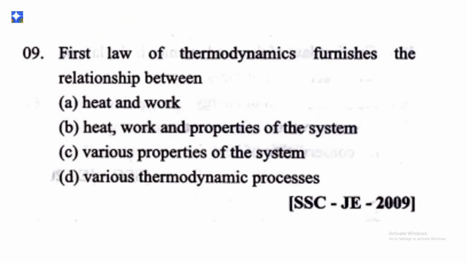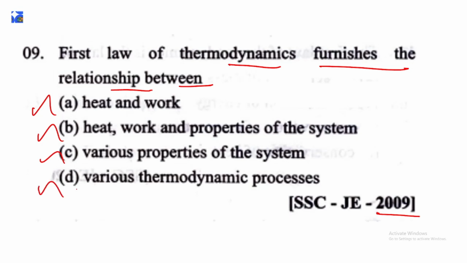So the next question has been asked in the year 2009. Here it is said that the first law of thermodynamics furnishes the relationship between option A, heat and work, option B, heat, work and properties of the system, option C, various properties of the system, option D, various thermodynamic process. So what is the relationship which has been formed using first law of thermodynamics? That is the question which has been asked.